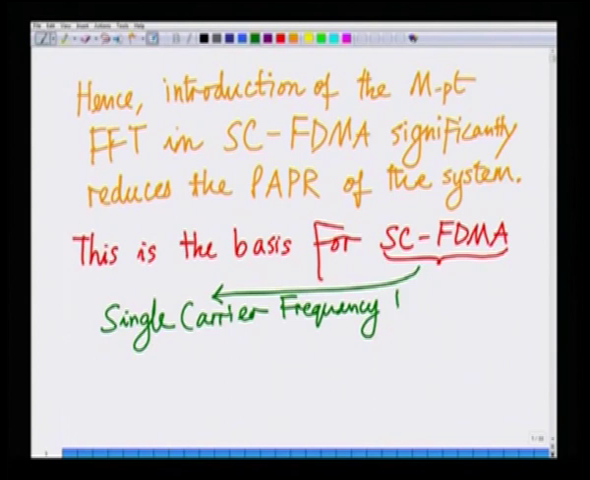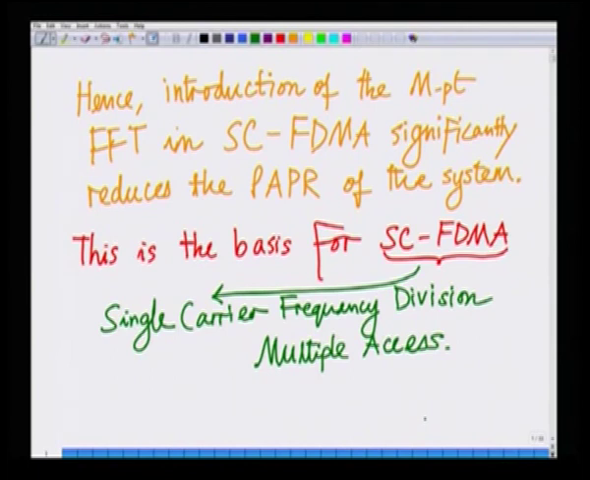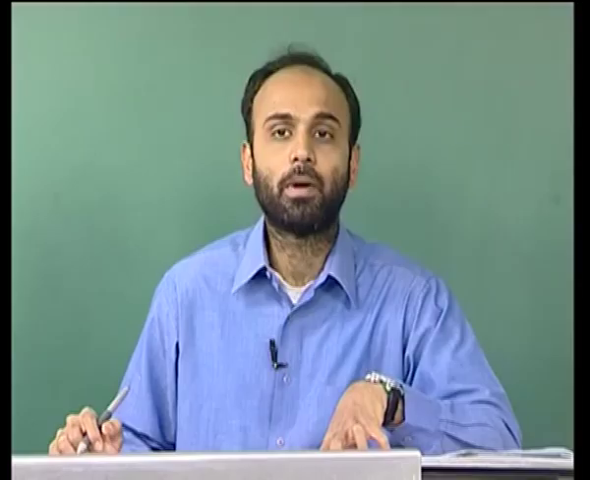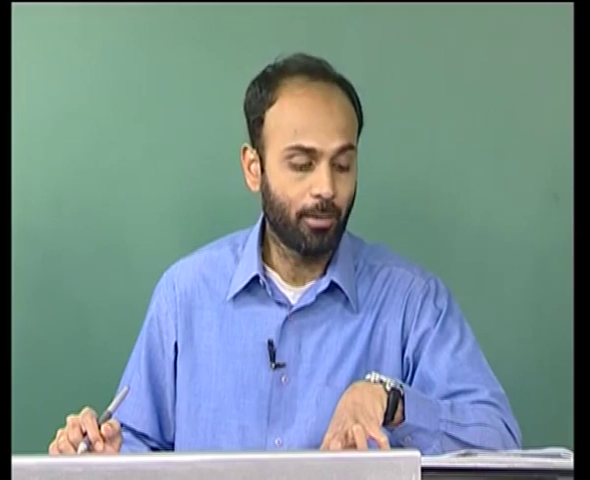frequency division multiple access, and this actually reduces the PAPR, that is the peak to average power ratio, of the OFDM system.